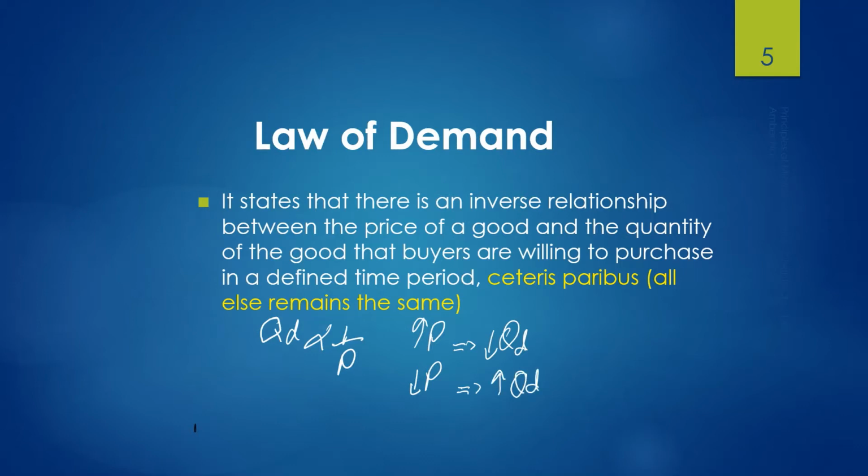Okay, so let us again try to read this statement. It states that there is an inverse relationship between the price of a good and the quantity of the good that buyers are willing to purchase in a defined period of time. So demand is always going to be defined for a specific period of time. And then ceteris paribus, the last word used here.